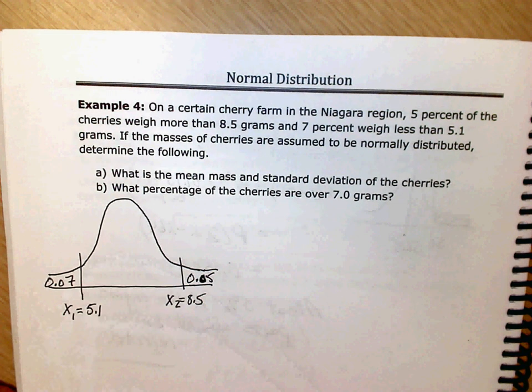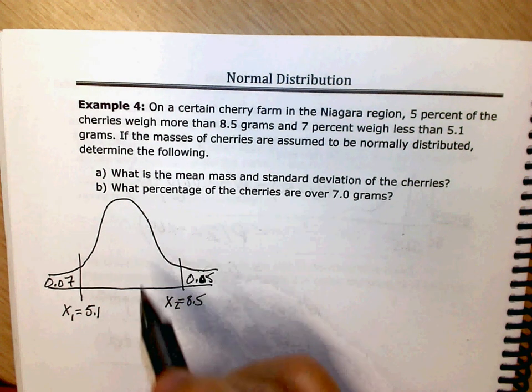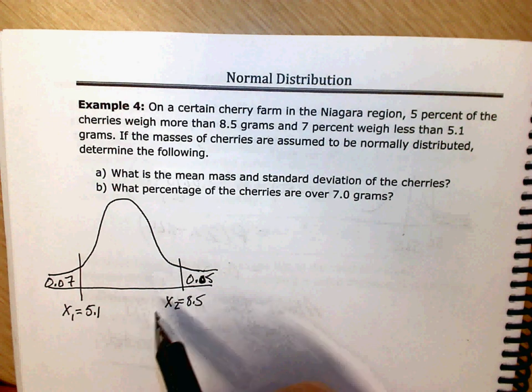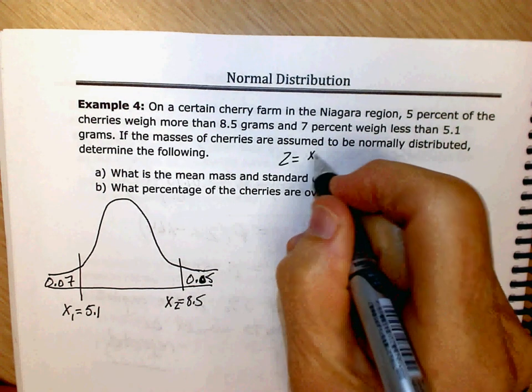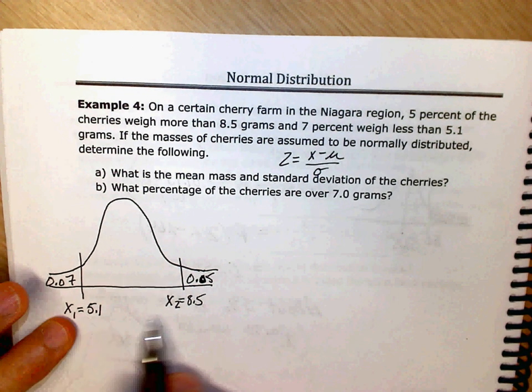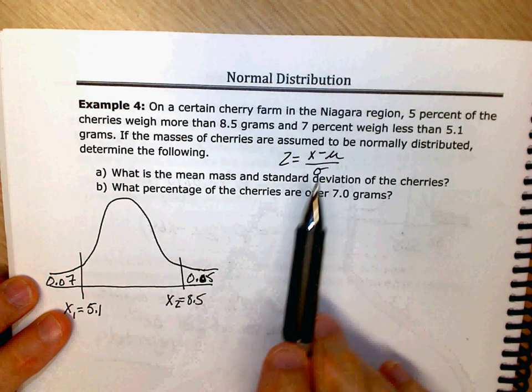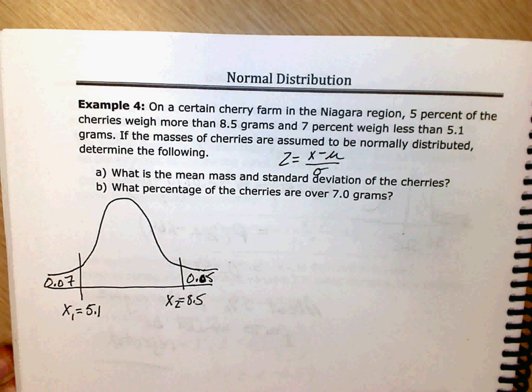If the masses of the cherries are assumed to be normally distributed, what is the mean and standard deviation? Uh-oh. Well, we're going to be using Z-scores, right? And then we'll get 2 Z-scores, and we'll be able to get 2 equations with 2 unknowns, and then we can solve for our mean and standard deviation. Okay, let's do it.